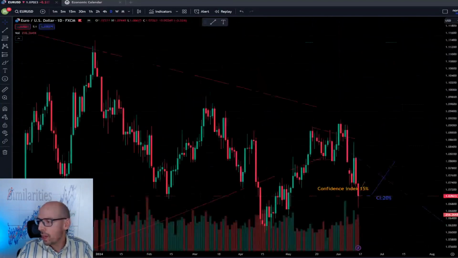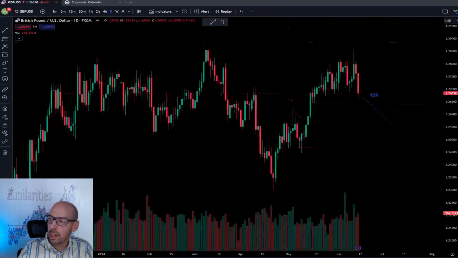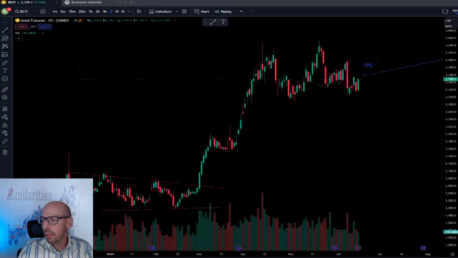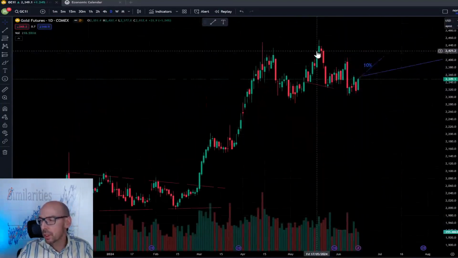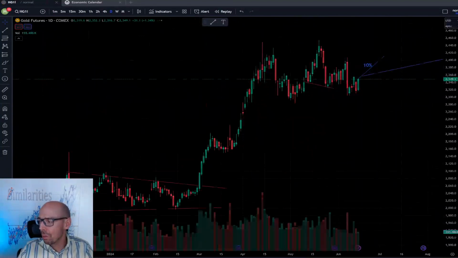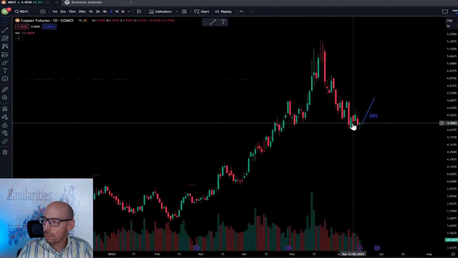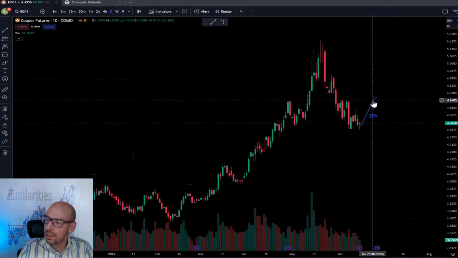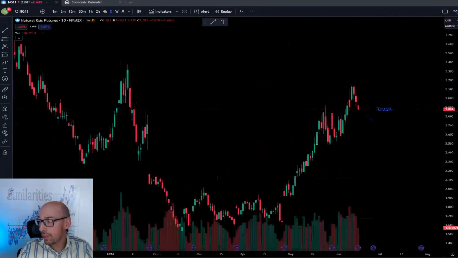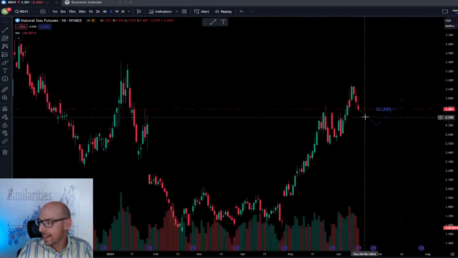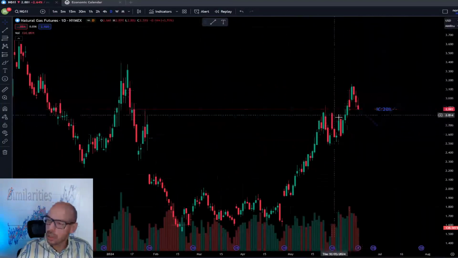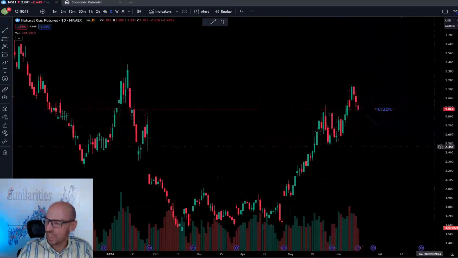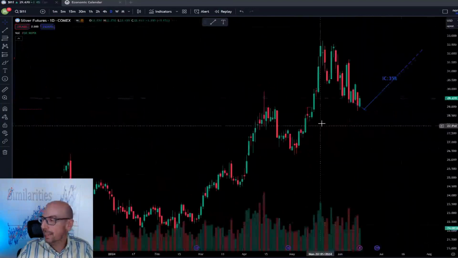The euro, I'm waiting for a bit of an up movement. The pound, I'm waiting for a down movement. Gold, I'm waiting for a bit of an up movement up to the resistance, but low probability. All right, copper, I'm waiting for a bit of an up movement, low probability. And nat gas, I'm waiting for a bottom, but with medium-term analysis it's pretty much flat.